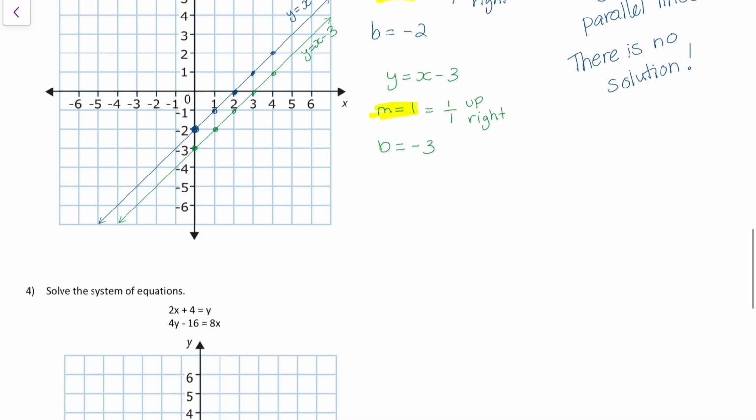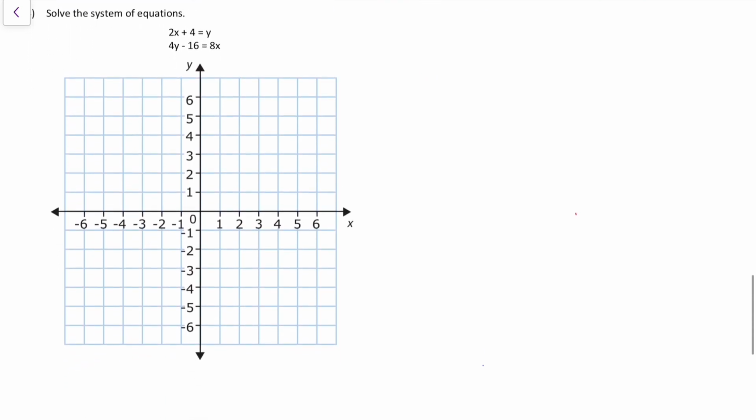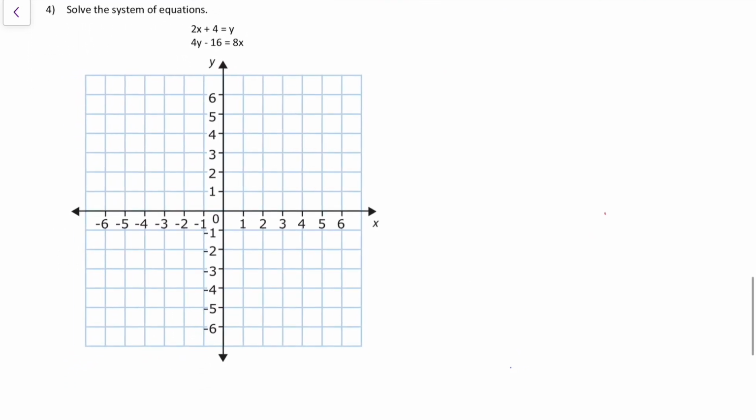Okay, let's look at this one. My first equation is 2x plus 4 equals y. So that means my slope is 2 and my y-intercept is 4. So let's start at 4. I'm going to go 2 up, 1 over, and so on to graph my line.